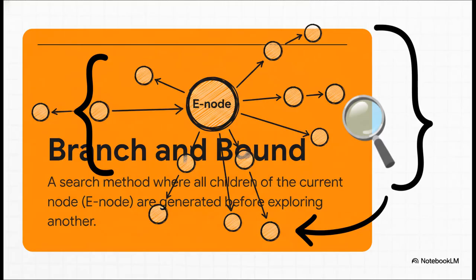Okay, so here's the basic principle. Branch and bound works by picking one single spot on our map, we'll call it an E node for expansion node, and then exploring all of the immediate paths that lead away from it. We generate all of its children before we even think about moving to a new spot. It's a super systematic way of building out our map.